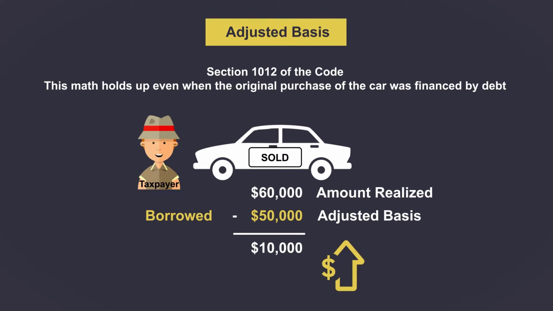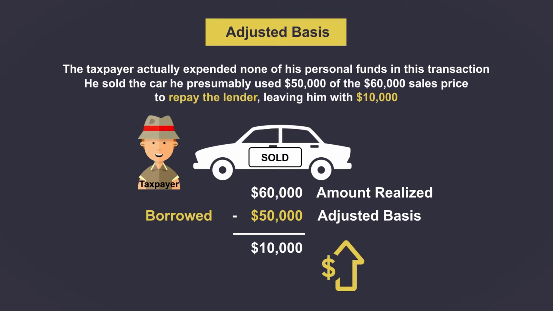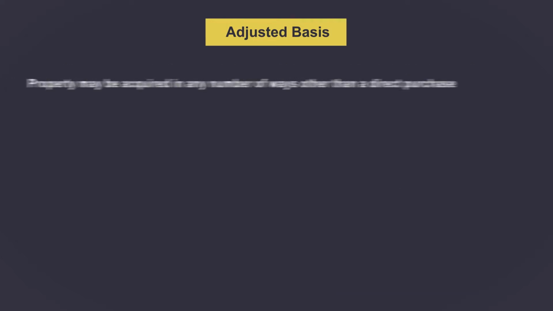The taxpayer actually expended none of his personal funds in this transaction. He borrowed all $50,000 to purchase the car. When he sold the car, he presumably used $50,000 of the $60,000 that he received to repay the lender, leaving him with $10,000 extra cash. $10,000 extra in cash means $10,000 extra in taxable income. Sensible. Property may be acquired in a number of ways other than direct purchase, however.